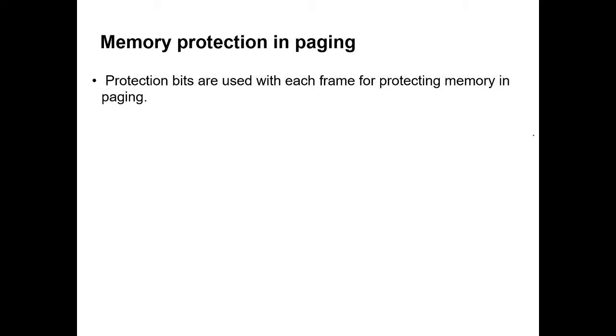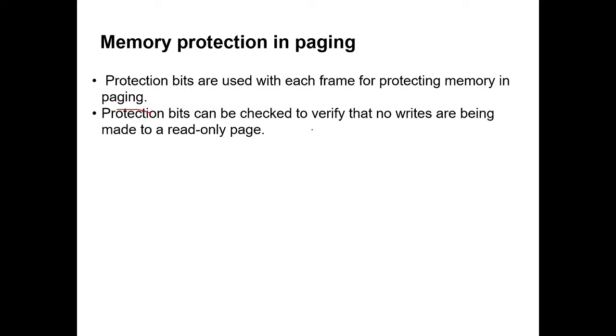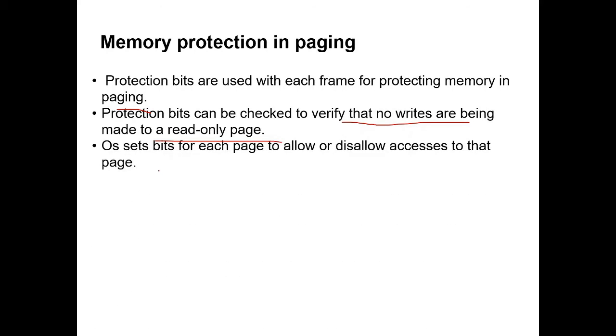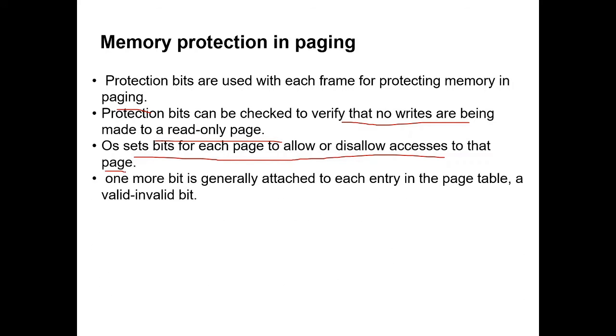Protection bits are used with each frame for protecting memory in paging. Protection bits can be checked to verify that no writes are being made to a read-only page. The operating system sets bits for each page to allow or disallow access to that page. So the operating system decides: if it is a legal page, it will allow access; if it is an illegal page, it will not allow access.